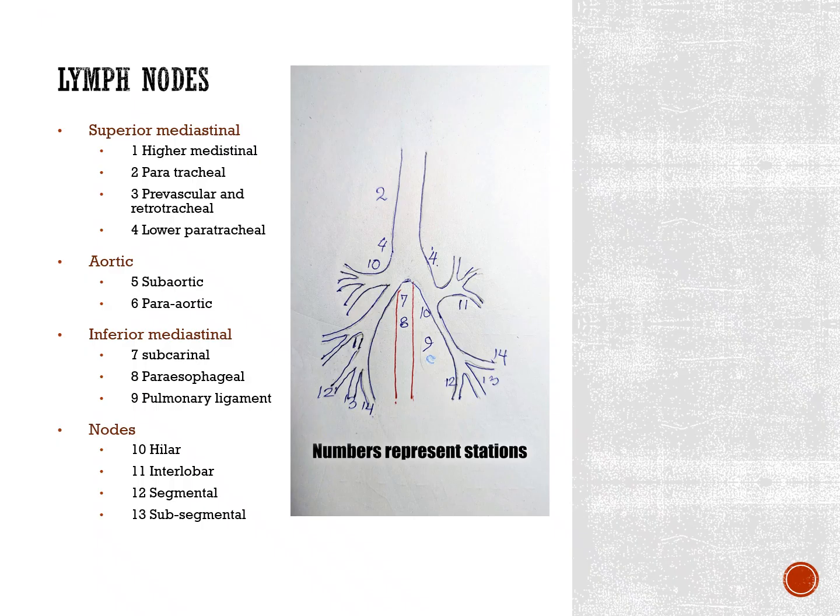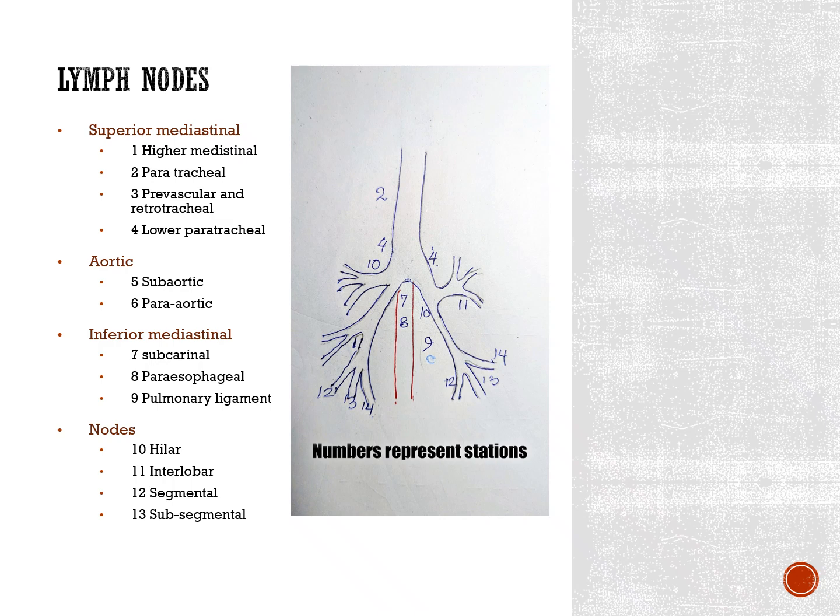This picture gives you a nomenclature of the lymph nodes. We often get cryobiopsies or EBUS guided transbronchial needle aspiration from the lymph node.